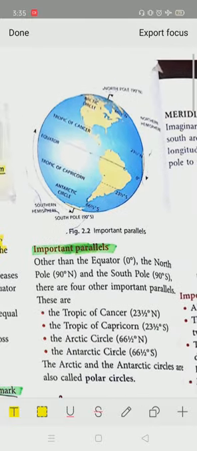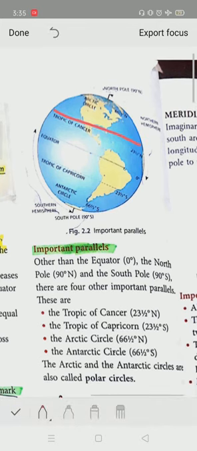Other than the equator, which is 0 degree, the North Pole is 90 degrees north and the South Pole is 90 degrees south. There are 4 other important parallels. These are the Tropic of Cancer, which is this one. Then you have the Tropic of Capricorn. Then you have the Antarctic Circle, which is here. Sorry, Antarctic is here, and then Arctic is here. The Arctic and Antarctic circles are also called polar circles, because it's very cold out there.